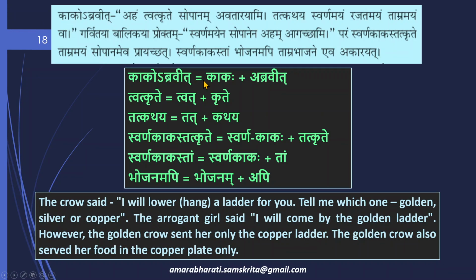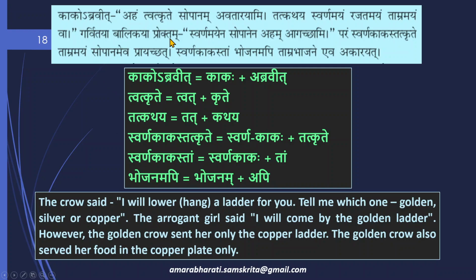Kako bravit. Kakah plus abravit is kako bravit. The crow said, Aham tvatkrite sopanam avatarayami. I will lower, hang a ladder for you. Tat kathaya. Tvatkrite is tvat plus krite. Tat plus kathaya. Tat kathaya. Swarnamayam, rajatamayam, tamramayam va. Tell me which one, golden or silver or copper.